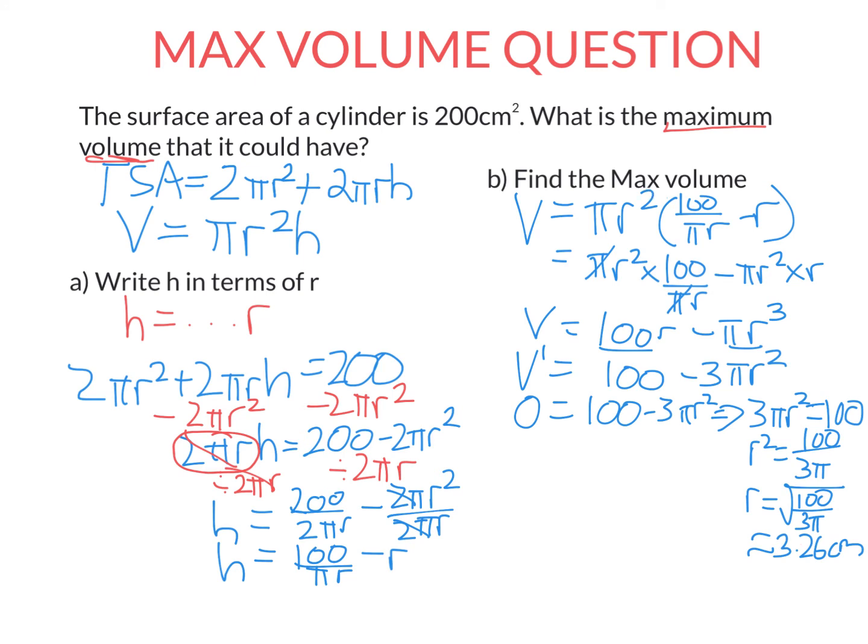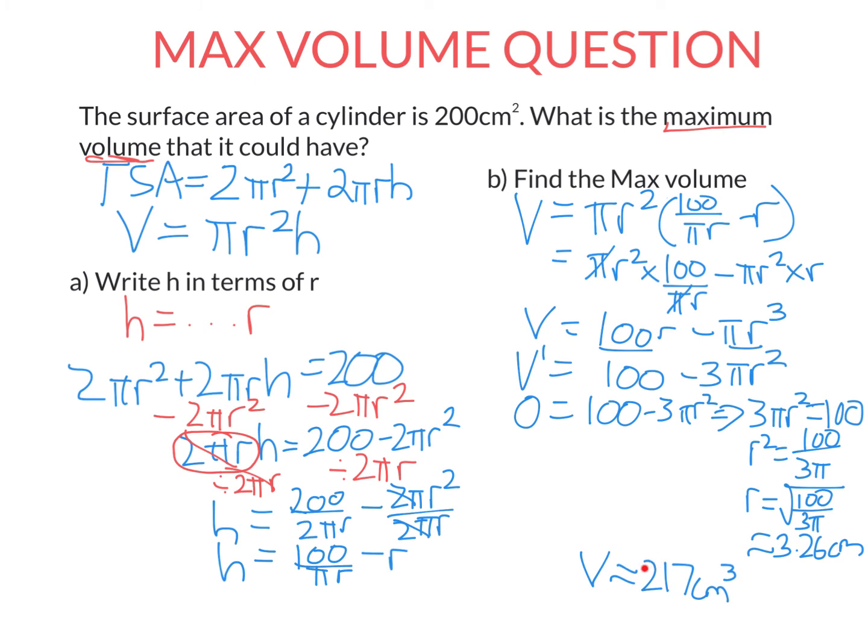The maximum volume, to find that, I just substitute in 3.26 into this equation here. So then I get volume is approximately 217 centimeters cubed. So again, that number just comes from substituting this number into this formula here. So we have actually answered the question, but we might wonder, how do we know it's a maximum?